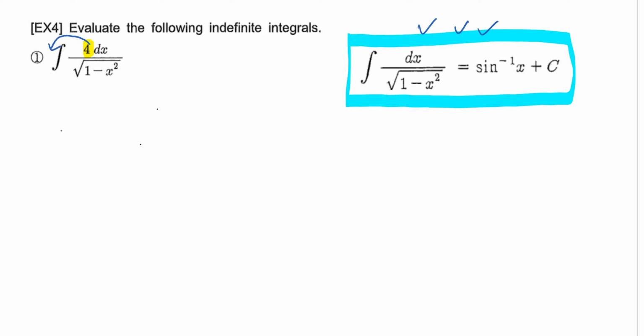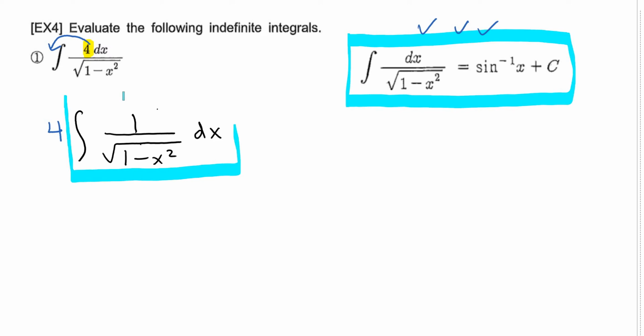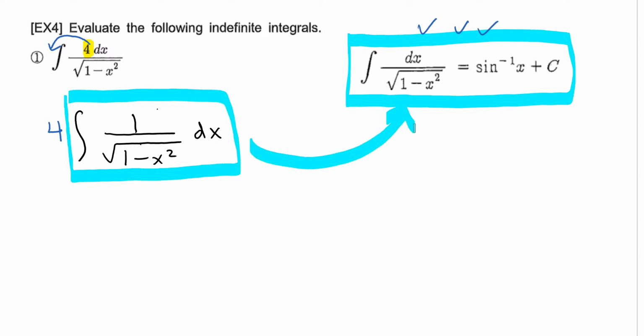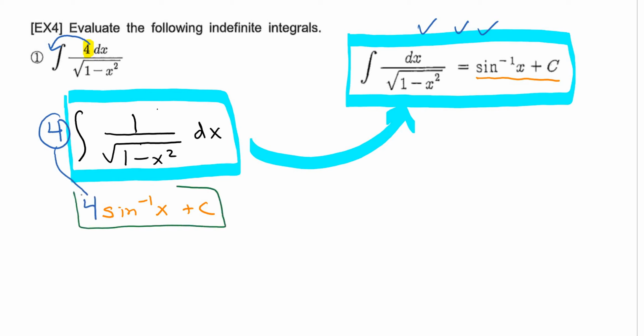So if I pull that to the front, it's going to look like 4 times the antiderivative of 1 over the square root of 1 minus x squared times dx. Once you've removed that constant, take a look at this integral, and it actually does match up with one of the formulas here. The antiderivative of 1 over the square root of 1 minus x squared dx is the inverse of sine x plus c. The coefficient of 4 can just tag along, and I can multiply that by a 4, and this would be your final answer.